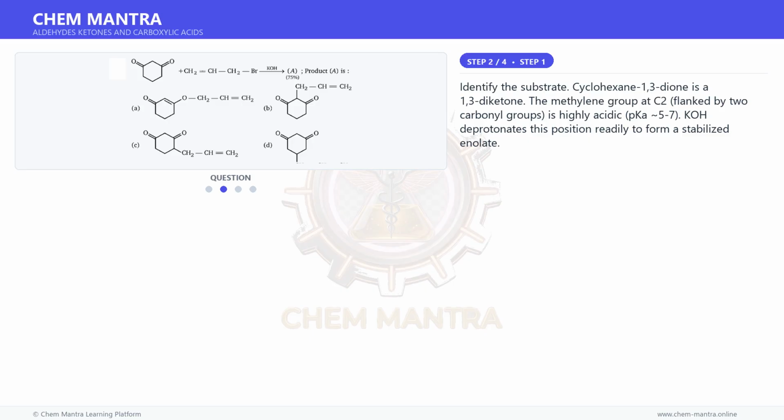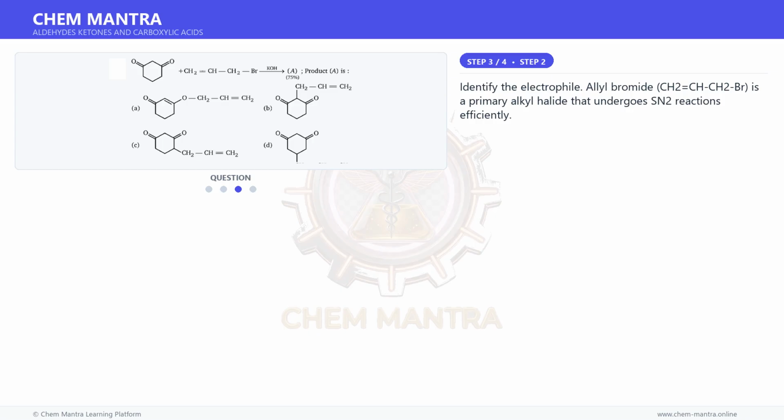Identify the substrate. Cyclohexane-1,3-dione is a 1,3-diketone. The methylene group at C2, flanked by two carbonyl groups, is highly acidic, pKa 5-7. KOH deprotonates this position readily to form a stabilized enolate. Moving on to the next step.